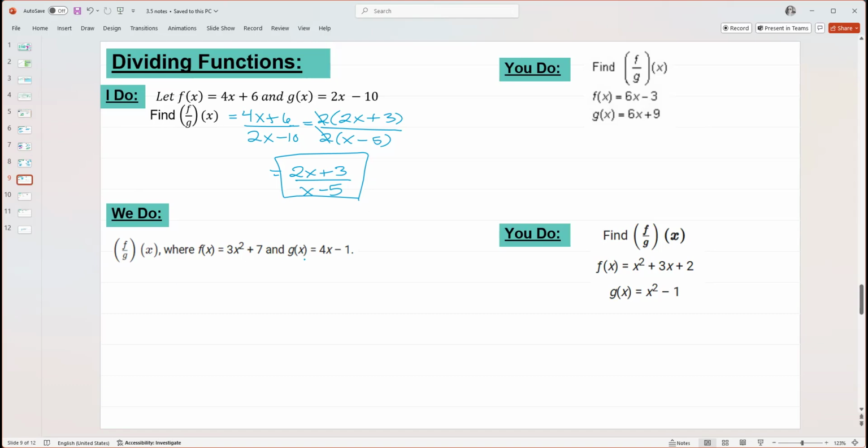So down here, you might be able to factor something a little bit more. I'm not sure. So we're just going to keep trying. So f divided by g. We have 3x squared plus 7 divided by 4x minus 1. All right, let's see what we can do for this one. And we factor this one. No greatest common factor here.